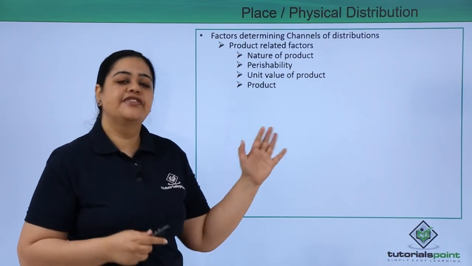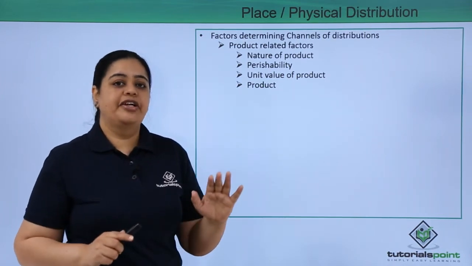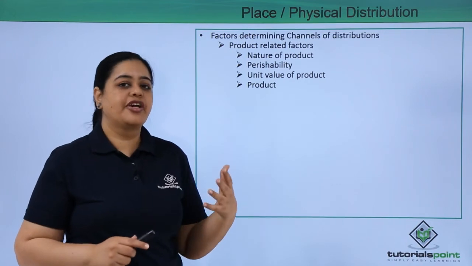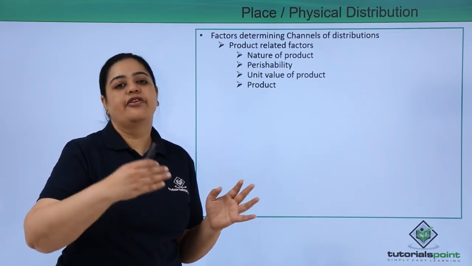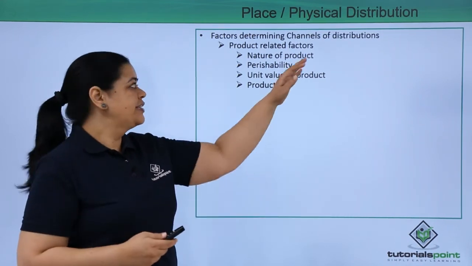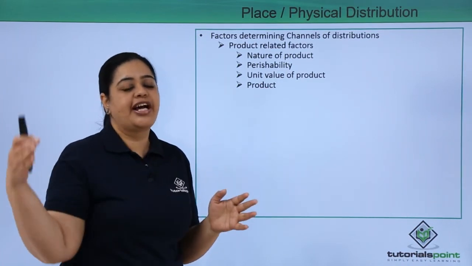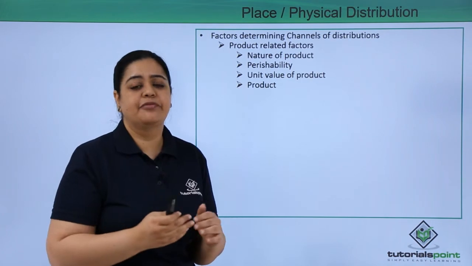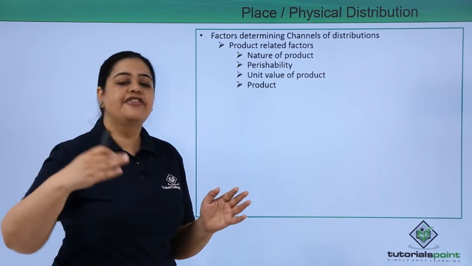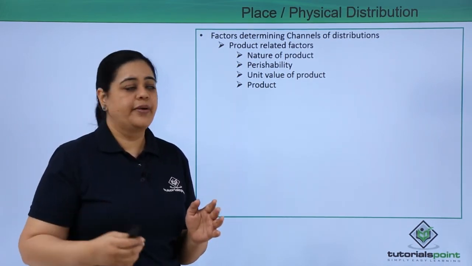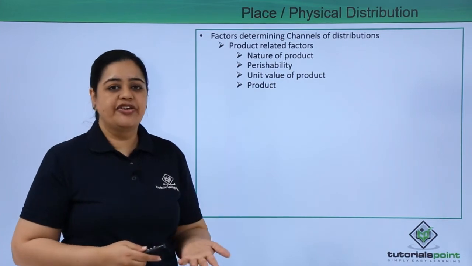So then your channel of distribution would also be smaller. But if I'm talking about cars, if I'm talking about something which has a lot of customers, then based on the nature of the product, the channel of distribution varies. When you have a large number of customers, like I gave you the example of cars, then the channel of distribution can be high. Okay. Now perishability, I already explained to you.